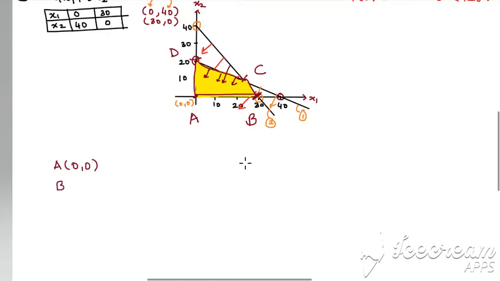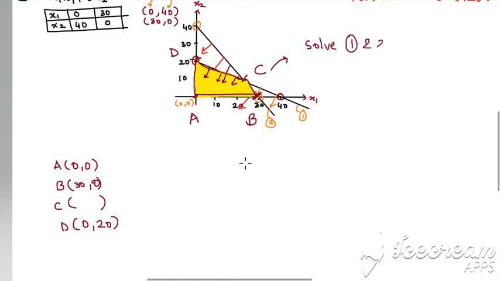For point B, what are the coordinates? This is x1 is 30, x2 is 0. Point C, we don't know still and we have to find. Point D is 0, 20.